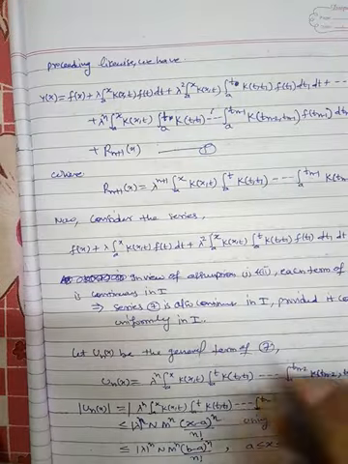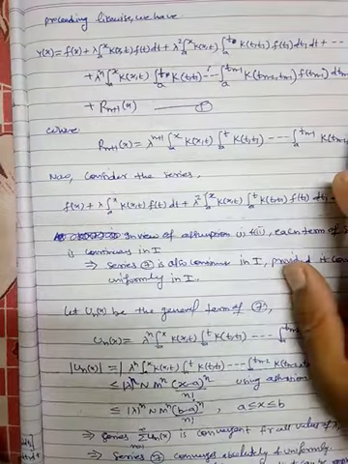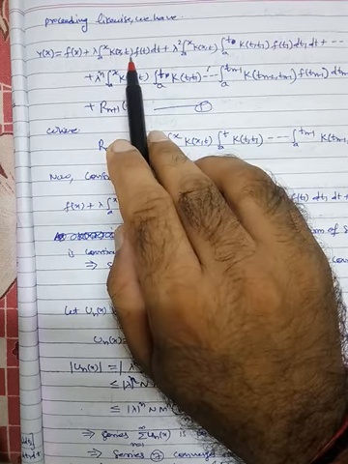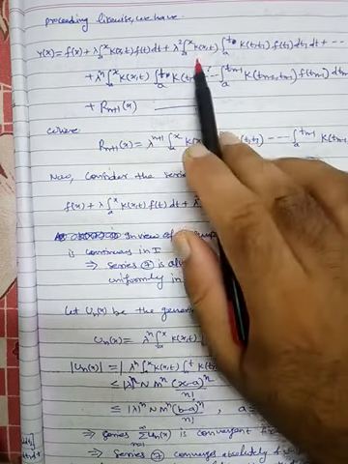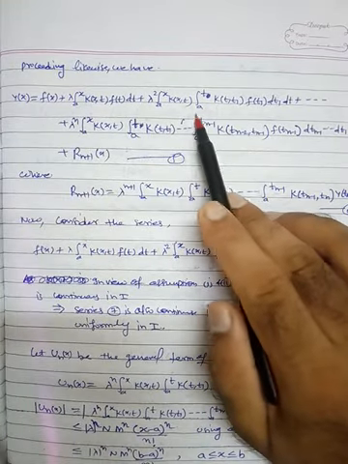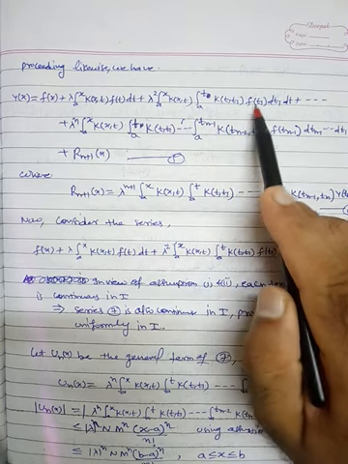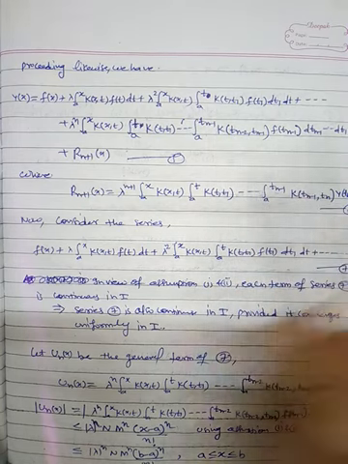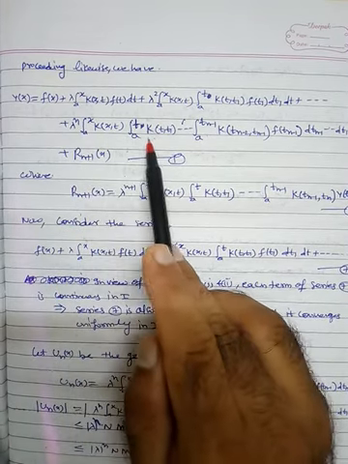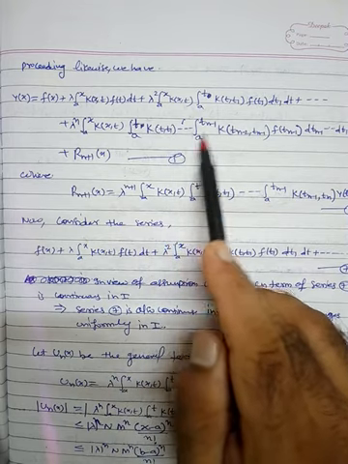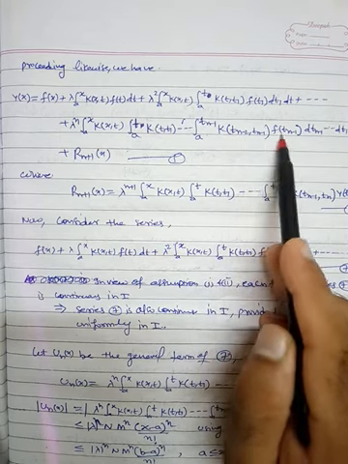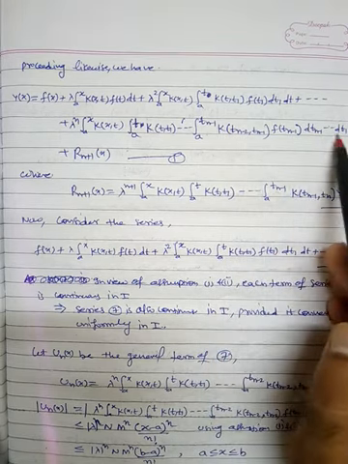So finally, proceeding like this, we get y(x) = f(x) + λ ∫ from a to x K(x,t) f(t) dt + λ² ∫ from a to x K(x,t) ∫ from a to t K(t,t1) f(t1) dt1 dt, plus and so on, plus λ^n ∫ from a to x K(x,t) ∫ from a to t K(t,t1), and then the last integral is from a to t_{n-1}, K(t_{n-2},t_{n-1}) f(t_{n-1}) dt_{n-1} ... dt1 dt.